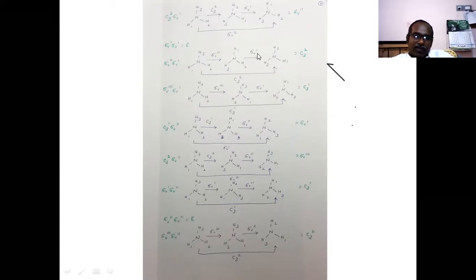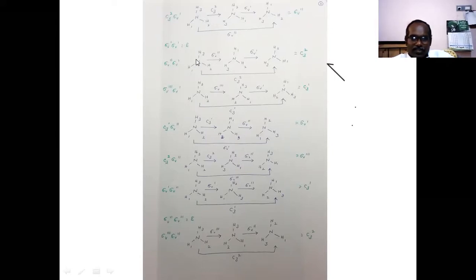Now I am reflecting about sigma V dash. Again I repeat, sigma V dash is not here now. Sigma V dash is here. It does not change its place. Therefore, you are reflecting about this plane. Therefore, 3 remains in its own place. Here 1 and 2 are interchanged.